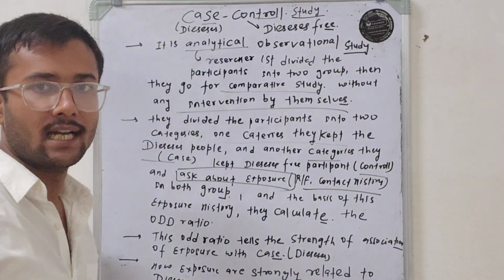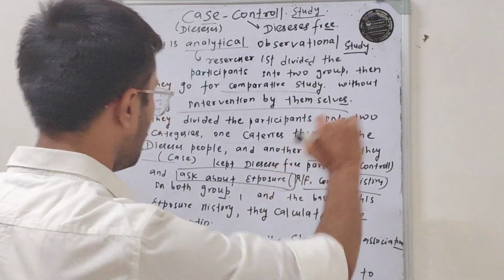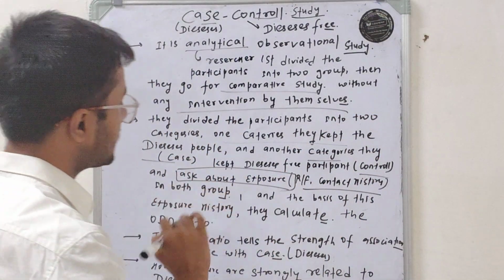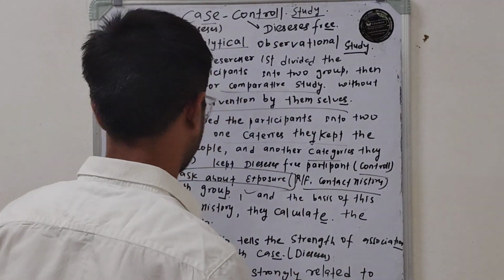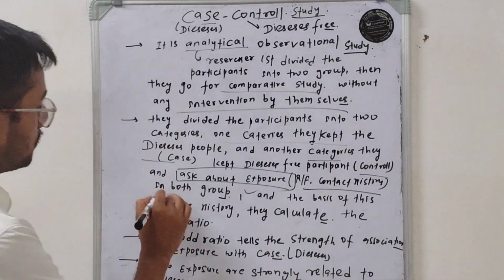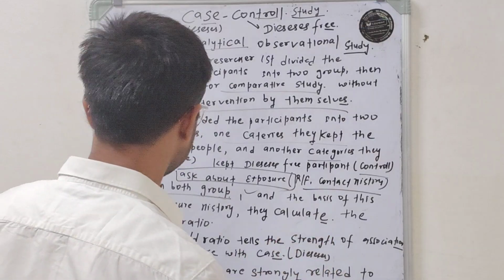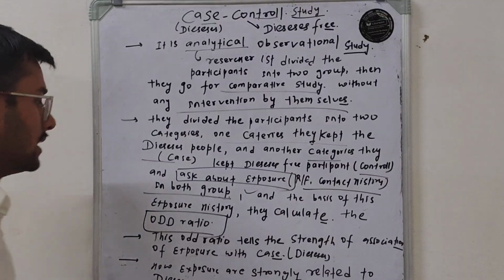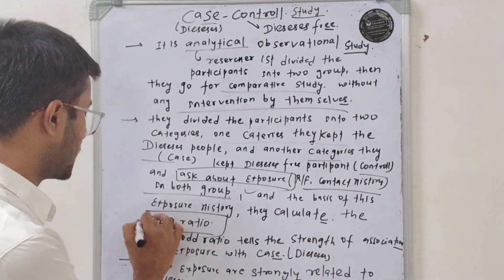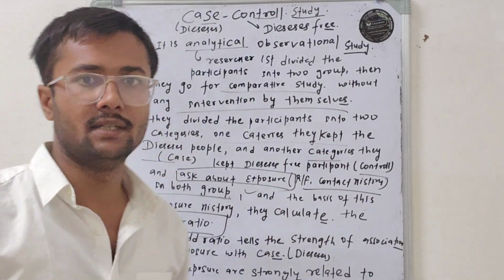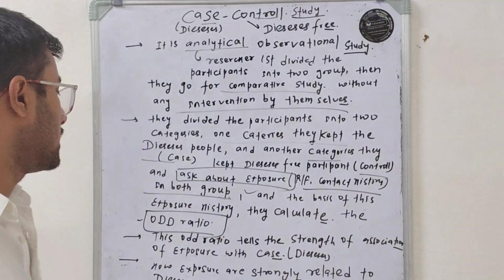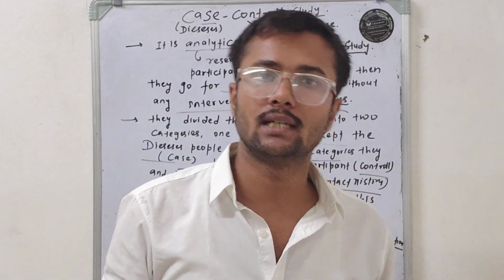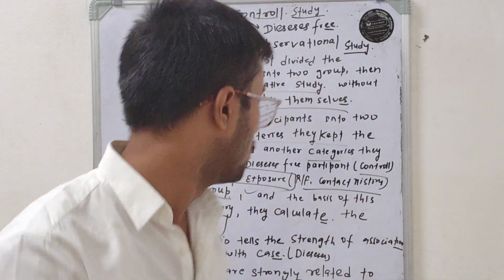We will understand it with the help of an example. Wait for some minutes. So they ask about exposure, like risk factors and contact history, in both groups, and on the basis of this exposure history, they calculate the odds ratio. This is another most important point. After dividing the participants into two groups, we ask about the exposure history, and on the basis of this we calculate the odds ratio.